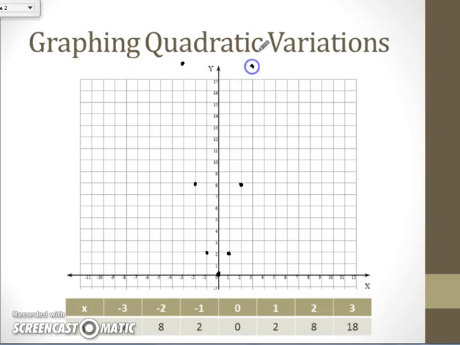So you'll notice that your points are similar. And this is the tricky part with working in Blackboard. It's hard to do my graph pretty. So I'm going to try, but you will get this curved graph for quadratic variation.